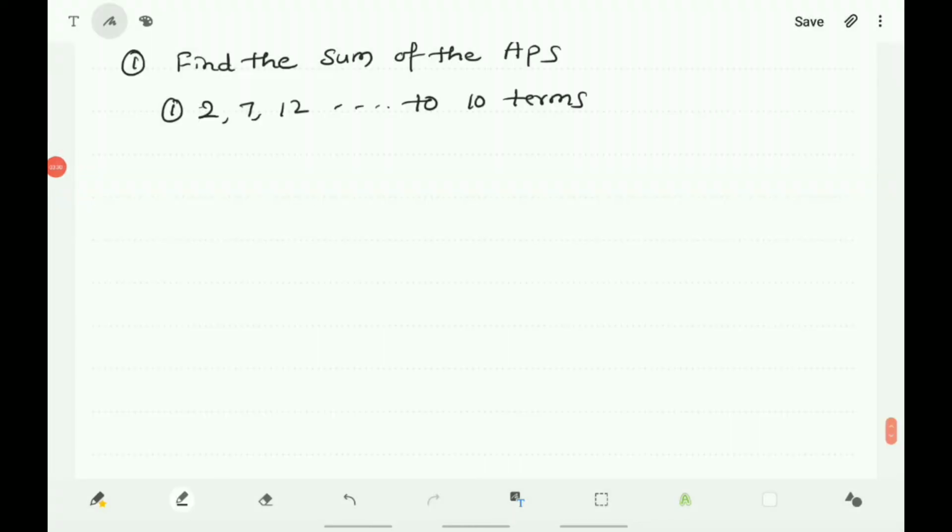See the first question: find the sum of the AP 2, 7, 12, and so on to 10 terms. Here the first term A is 2, the common difference D is A2 minus A1, that is 7 minus 2, which is 5, and n, the number of terms, is 10.